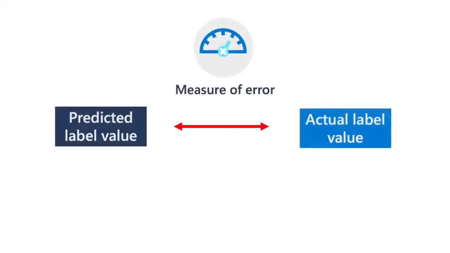It's important to note that machine learning is based in statistics and math, and it's important to be aware of specific terms that statisticians and mathematicians, and therefore data scientists, use. You can think of the difference between a predicted label value and the actual label value as a measure of error.